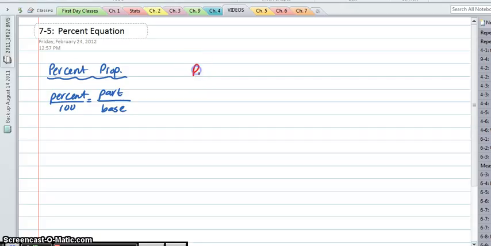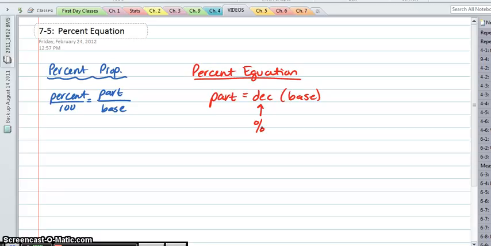With the percent equation, we are basically working with the percent as a decimal. So instead of setting it up as a ratio over 100, we go ahead and divide by 100 and get that decimal and work with that decimal instead. And this is what the equation looks like. Part equals, and I'm going to say the decimal times the base. I'm saying decimal because that's what our percent needs to be converted into before we can work with it. So you just take your percentage, divide by 100, make it a decimal, and then we can set up the equation in this format. So what does this look like and how do we use it?